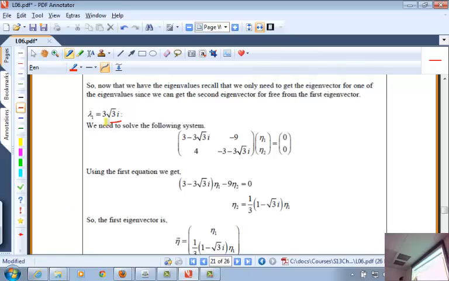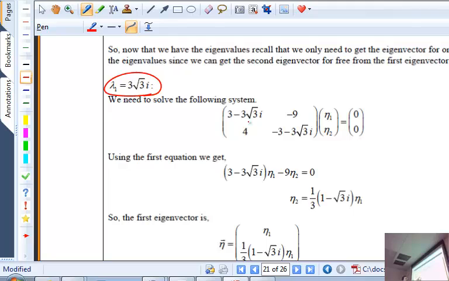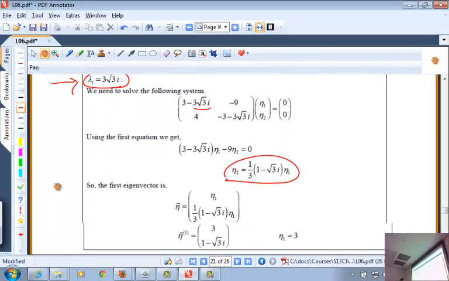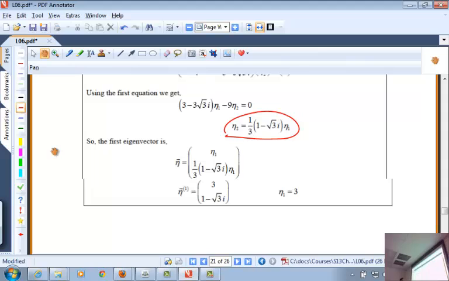pair of eigenvalues, plus and minus 3 square root of 3 i. So if I find the eigenvector for that, that means I'm going to substitute the eigenvalue and solve for the eigenvector. So what happens to the eigenvectors? This is the relationship between lambda 1 and eta 1 and eta 2, the two components of the first eigenvector, that is complex, right? And so if you go down, you'll find the first eigenvector is a complex eigenvector.